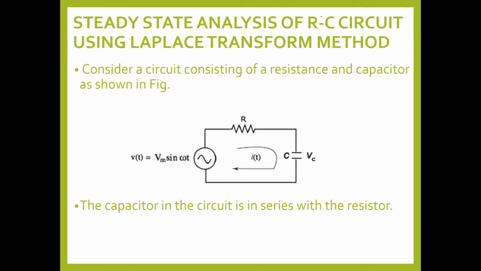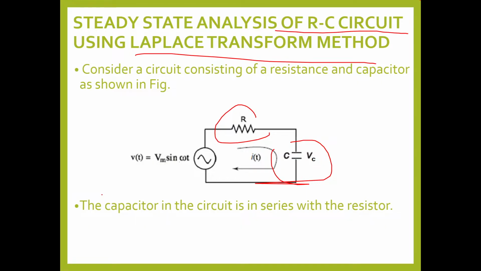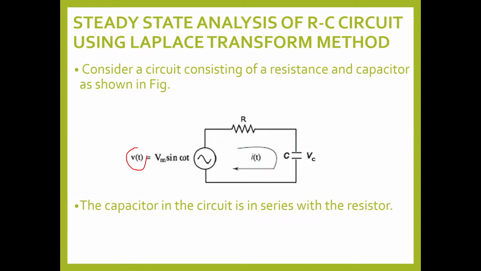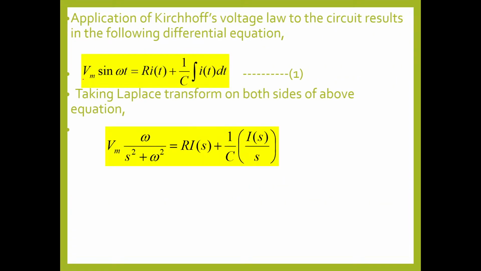So let us see steady state analysis of RC circuit, steady state analysis of RC circuit using Laplace transformation method. Here R and C, resistor and capacitor, are connected in series. The source is Vm sin omega t, and the response due to the source V of t is I of t. So apply KVL to this circuit.